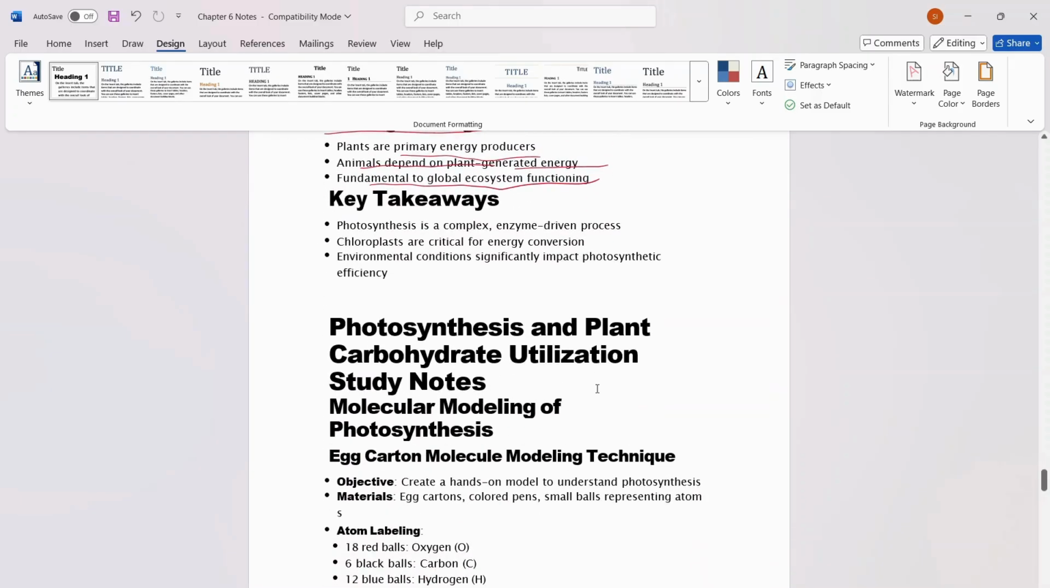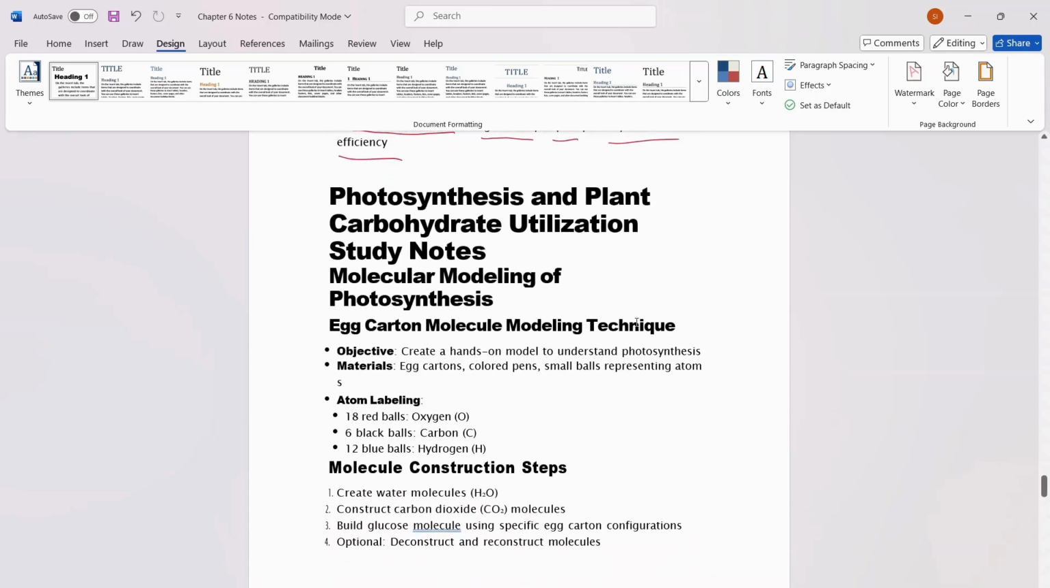Our key takeaways here are: photosynthesis is a complex enzyme-driven process. Chloroplasts are critical for energy conversion. Environmental conditions significantly impact photosynthetic efficiency. Alright, now let's talk about photosynthesis and plant carbohydrate utilization.